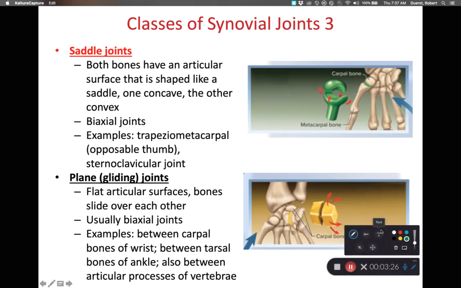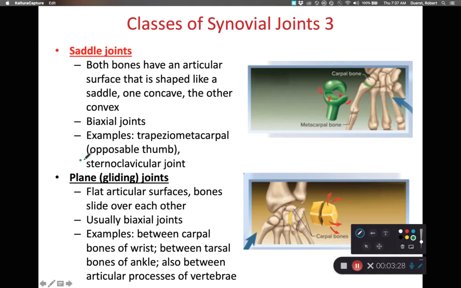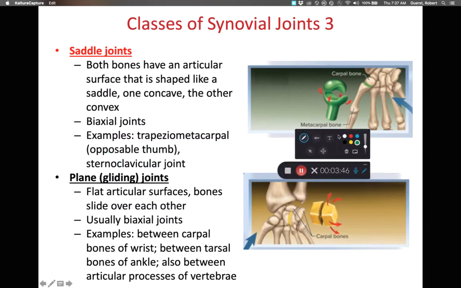We also can find saddle joints at the sternoclavicular joint, and this particular saddle joint is going to be between the sternum and the clavicles. And this saddle joint doesn't have as large of a range of motion compared to the trapeziometacarpal joint, aka the thumb joint.